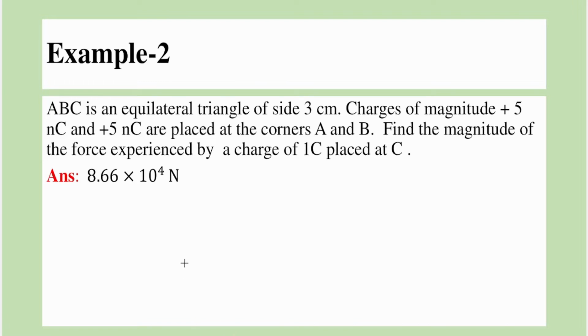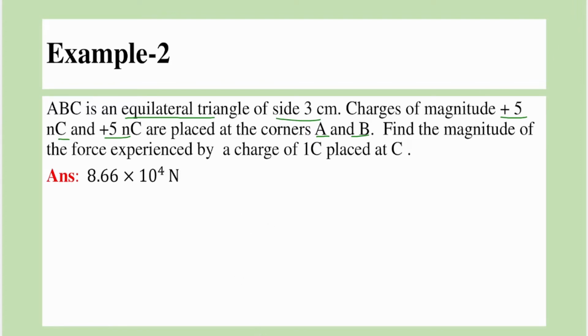Example 2 is also similar to the previous example. Even here we take an equilateral triangle. In the previous case we had a right angle triangle, but here it is an equilateral triangle of side 3 cm. Charges of magnitude plus 5 nanocoulomb and plus 5 nanocoulomb are placed at the corners A and B. Find the magnitude of the force experienced by a charge of 1 coulomb placed at C.